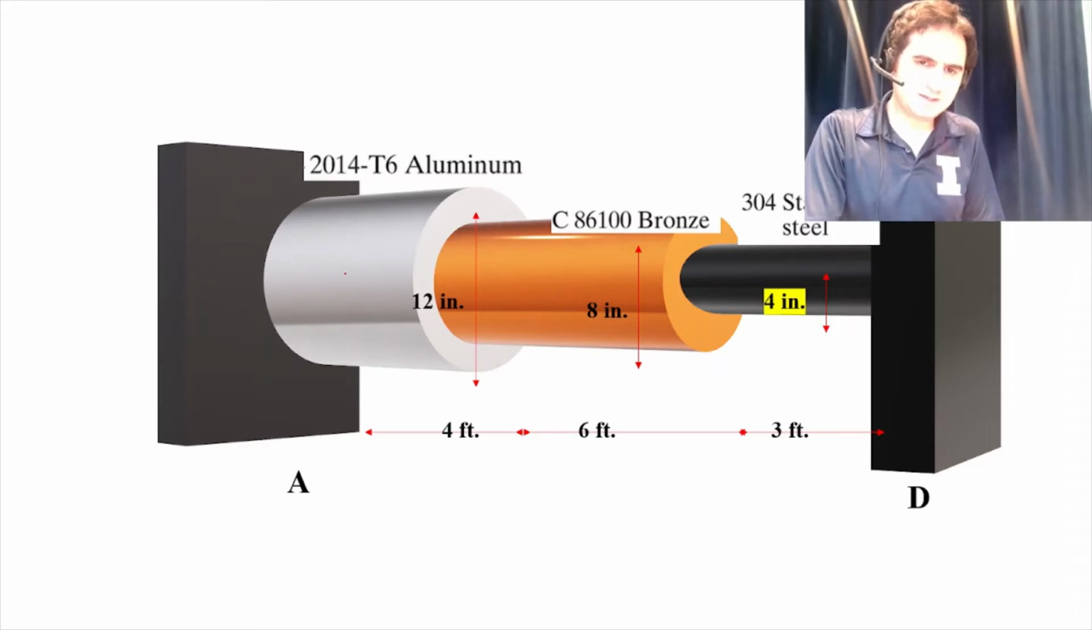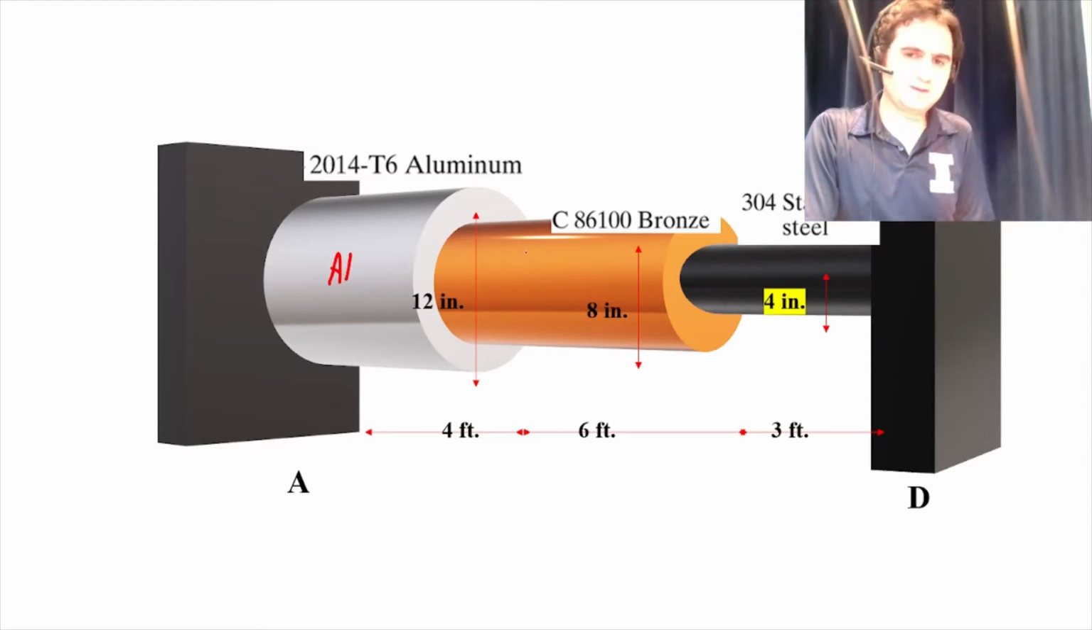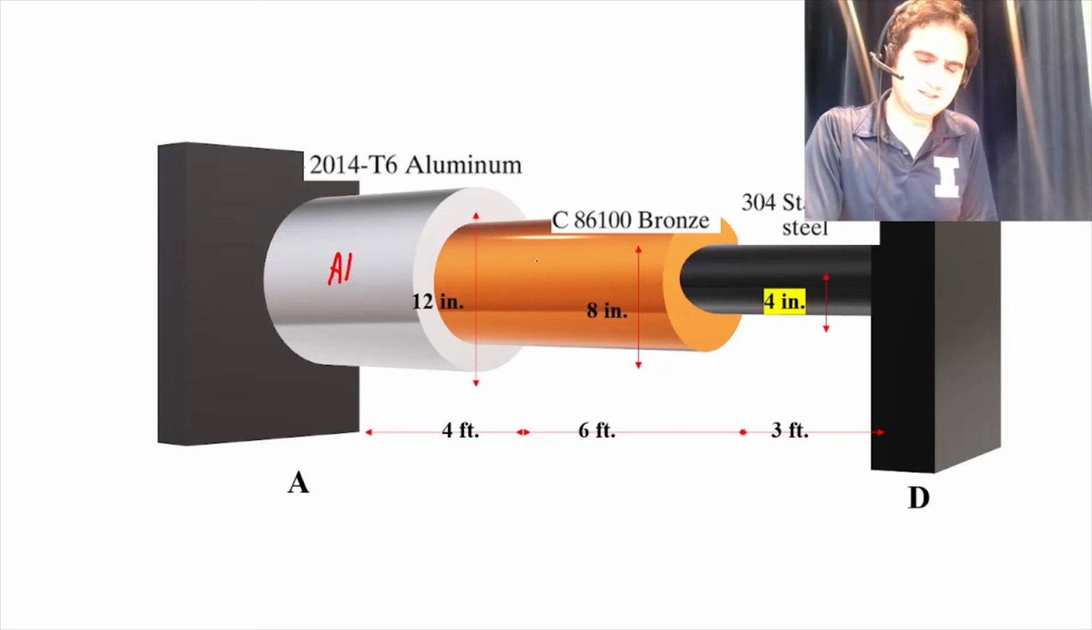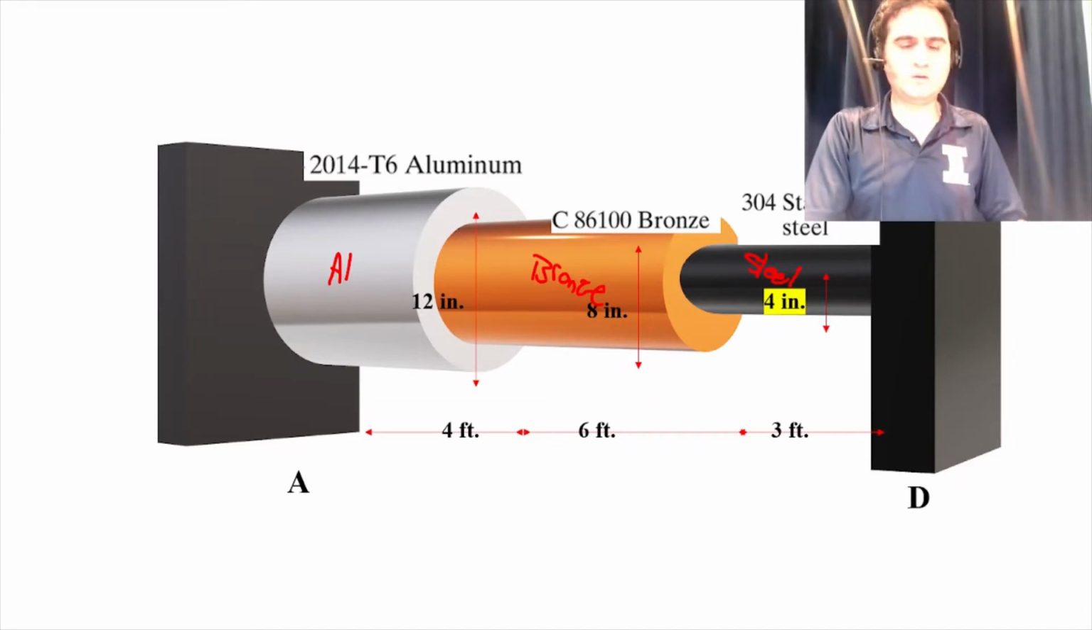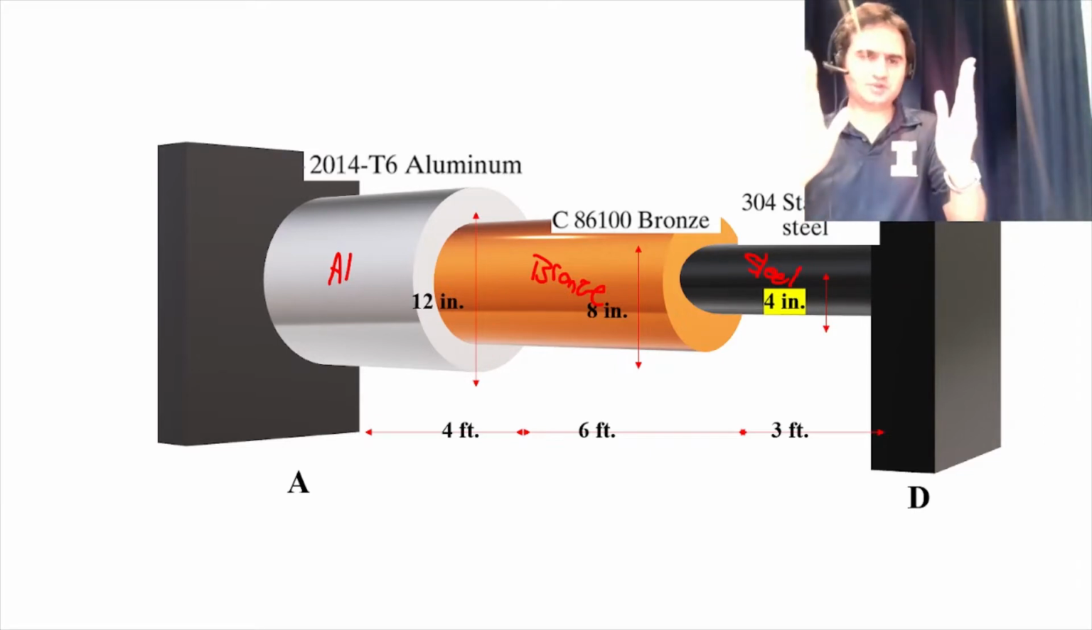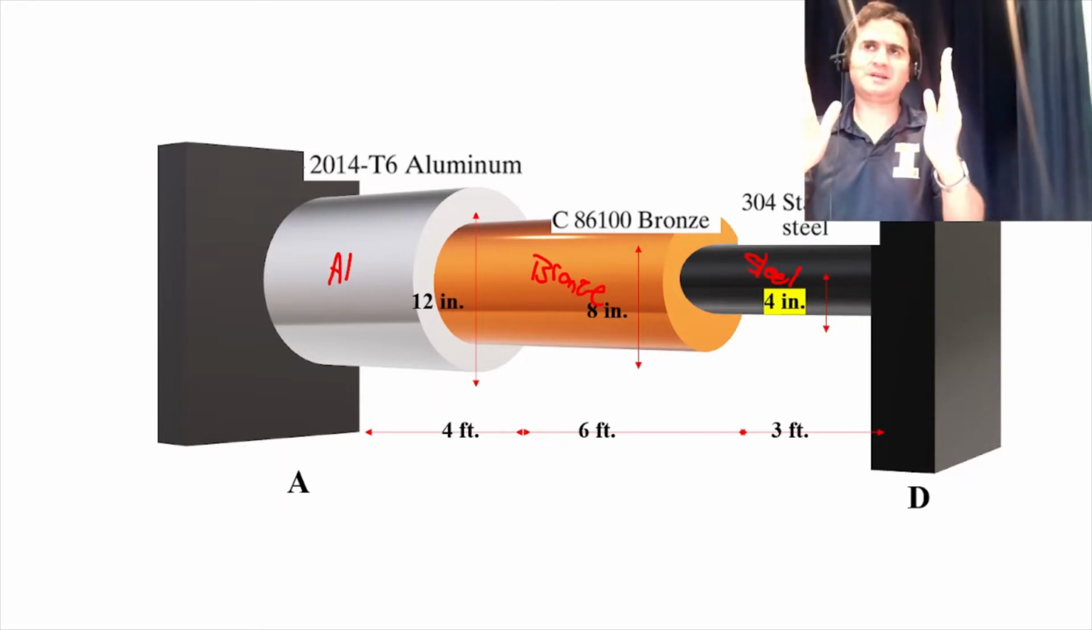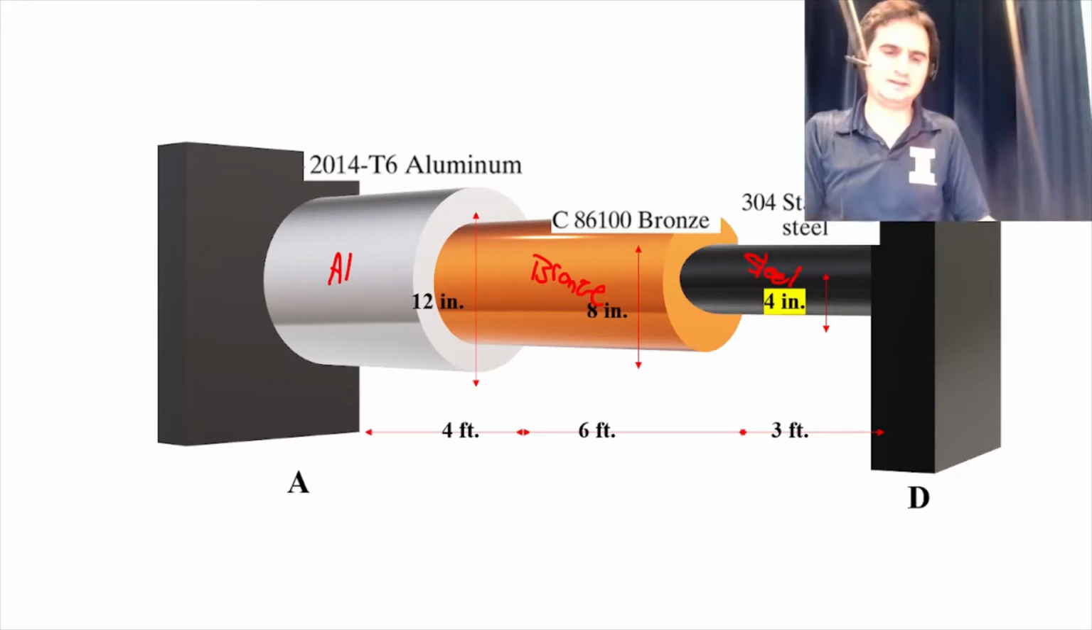As you can see, there is a solid cylindrical shaft made of aluminum. At the midsection, you can see a solid cylindrical shaft made of bronze, and at the very last, you can see the solid cylinder of stainless steel, which are all centered to each other and confined at two fixed supports at both ends A and D.